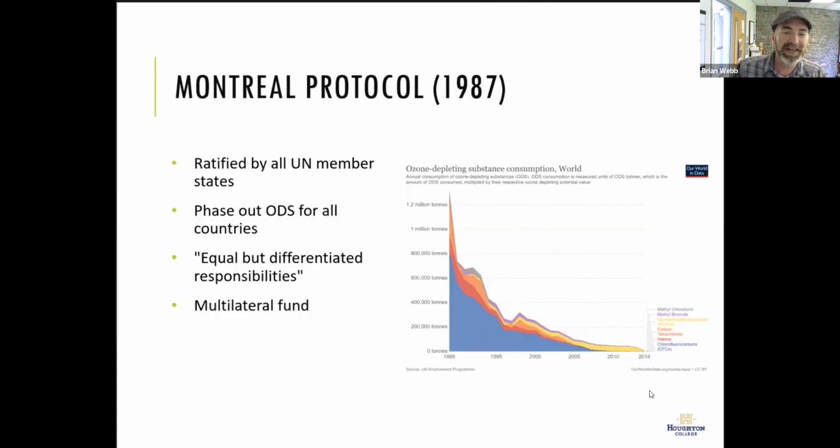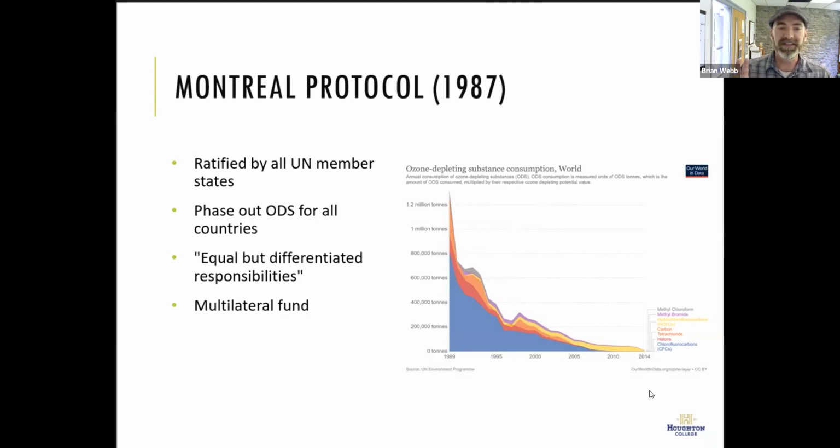So the world came together in 1987 in Montreal and signed what's called the Montreal Protocol. The Montreal Protocol phases out ozone depleting substances, particularly chlorofluorocarbons, over a period of time. So this is a multilateral environmental agreement, and it addresses ozone depleting substances. It's actually the only UN treaty ratified by all 198 UN member states, the only one. But it phases out ozone depleting substances over a period of time.